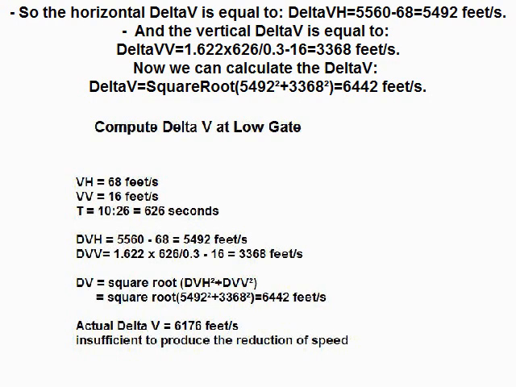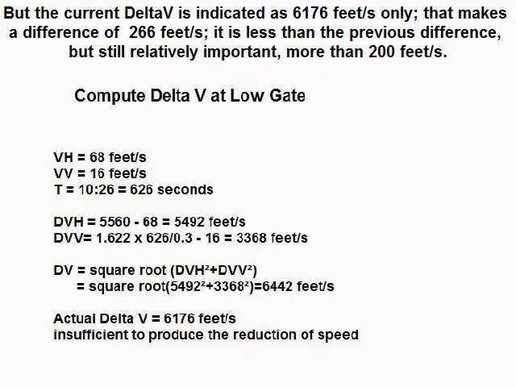Now we can calculate the delta V. Delta V equals square root of 5492 squared plus 3368 squared equals 6442 feet per second. But the current delta V is indicated as 6176 feet per second only. That makes a difference of 266 feet per second. It is less than the previous difference, but still relatively important, more than 200 feet per second.